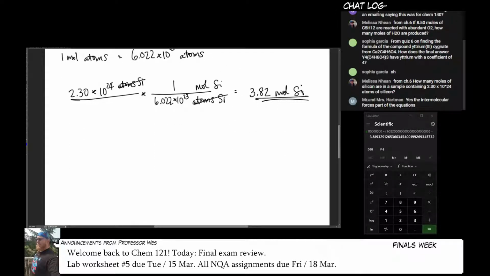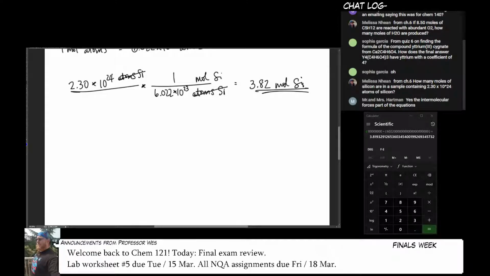Okay. So the intermolecular forces part of equations. So let's suppose that I have 3 liquids. So I have water. Let's see here. We'll say formaldehyde and hexane.